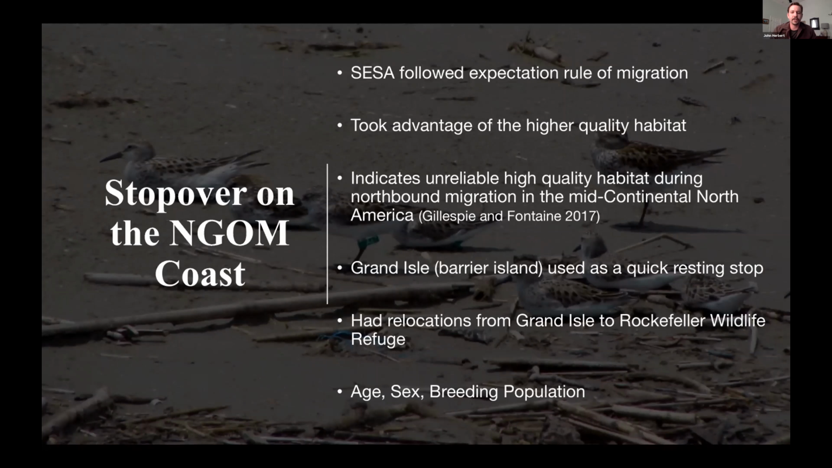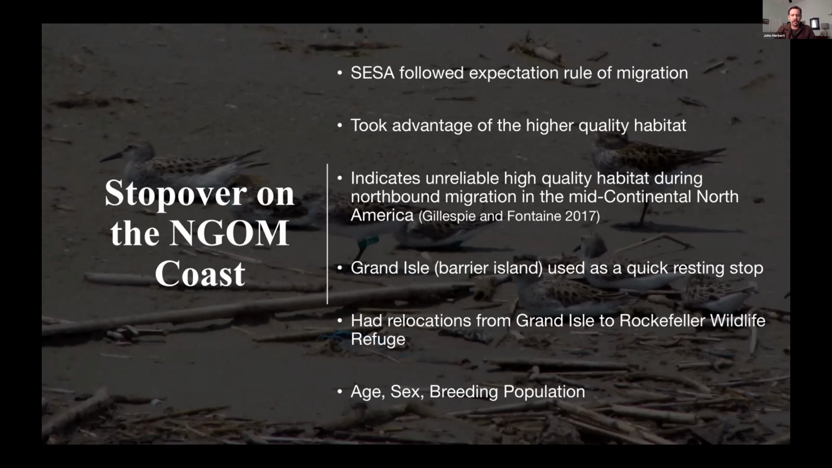Additionally, we also had relocations from Grand Isle to Rockefeller, and we did not have any birds moving from Rockefeller to Grand Isle, which suggests, again, that there were not enough foraging opportunities at Grand Isle, so they had to move to Rockefeller in order to continue their northbound migration.